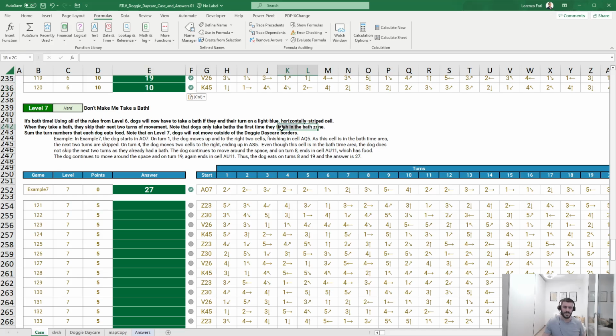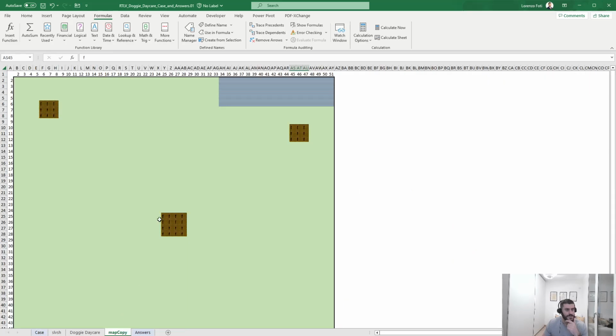I think this is a little bit misleading, and I will tell you why in a second. Sum the turn numbers that each dog eats food. Note that on level 7 dogs will not move outside the doggy daycare borders. Okay, so I go here, I say this is W for water.